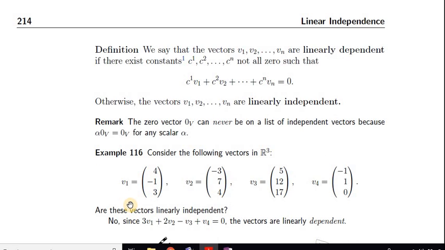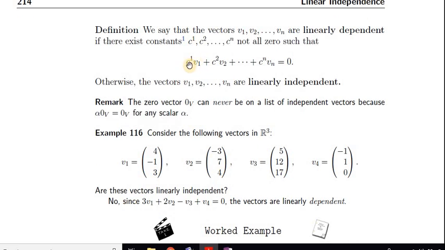So let's generalize this definition. If we have a set of vectors that can form a linear combination that gives 0, we say that these are linearly dependent vectors. And as I said, that means that at least one of these vectors is not necessary in forming linear combinations. In fact, the 0 vector can never be on a list of independent vectors, because if I multiply 0 vector by any constant, it's still 0. For instance, if V2 were the 0 vector, I can make C1 be 0, C3 be 0, Cn be 0. I can make C2 non-zero, and I still get 0 here.